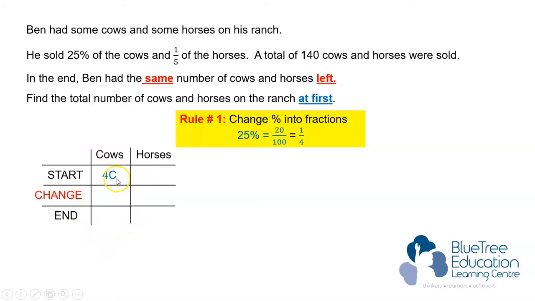I'm going to write 4c for the total number of cows because the denominator is 4, and since 1c is sold, 3c is left. When we look at the fraction 1/5 of the horses, it prompts us to start with 5h. 1h was sold, 4h was left.